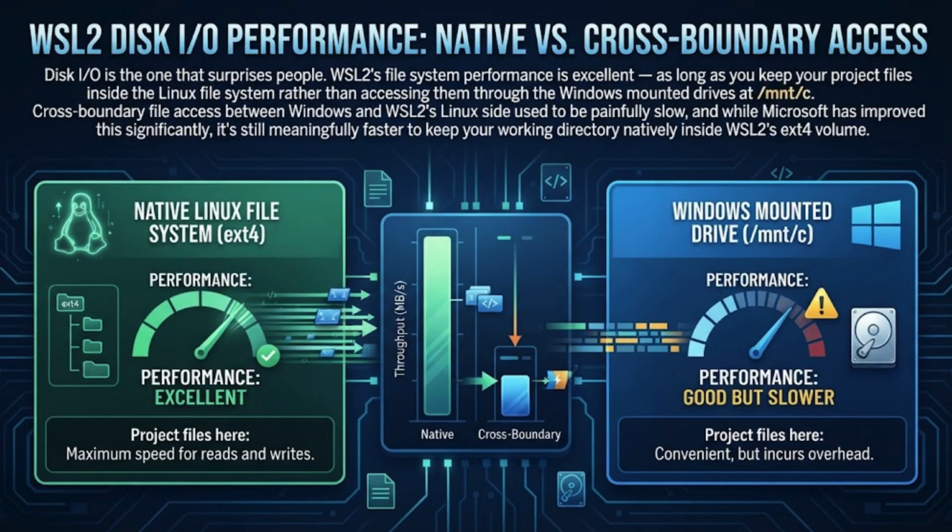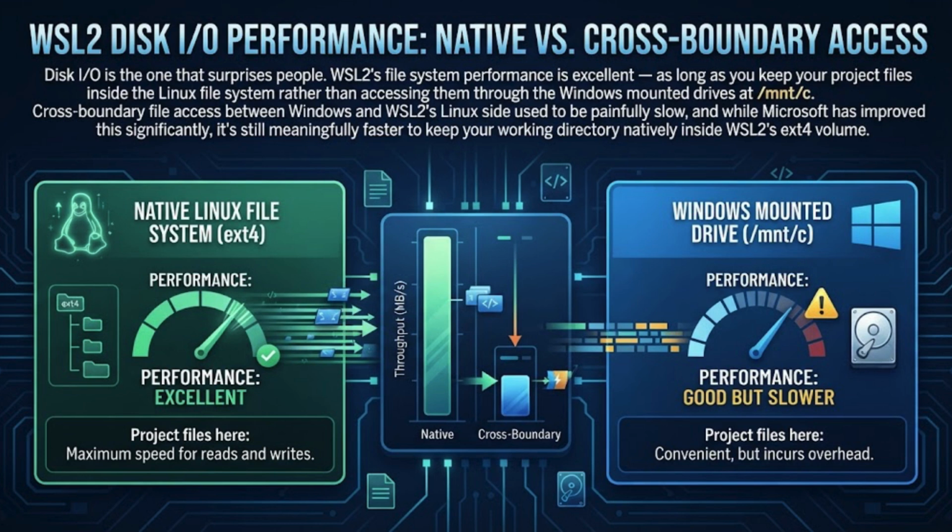Disk I/O is the one that surprises people. WSL2's file system performance is excellent, as long as you keep your project files inside the Linux file system rather than accessing them through the Windows-mounted drives at /mnt/c. Cross-boundary file access between Windows and WSL2's Linux side used to be painfully slow. And while Microsoft has improved this significantly, it's still meaningfully faster to keep your working directory natively inside WSL2's ext4 volume.